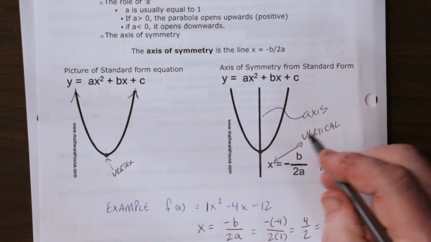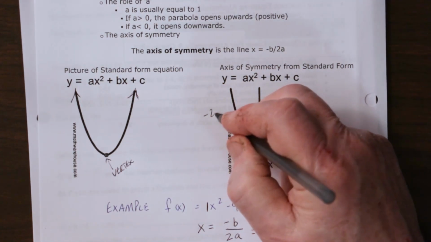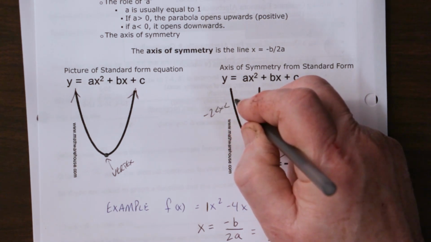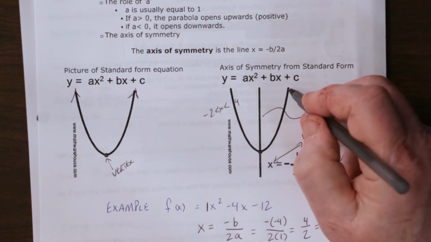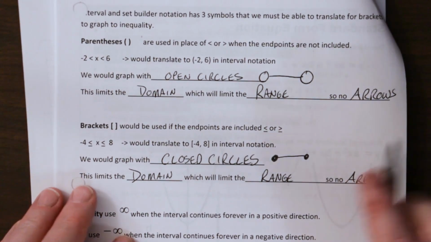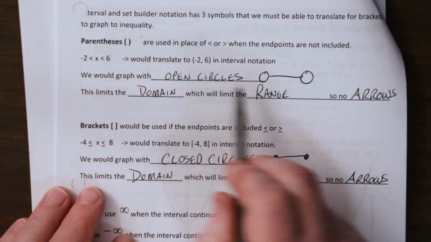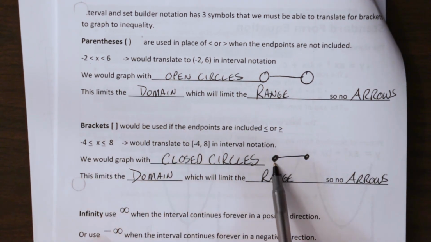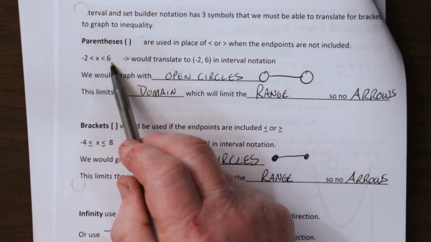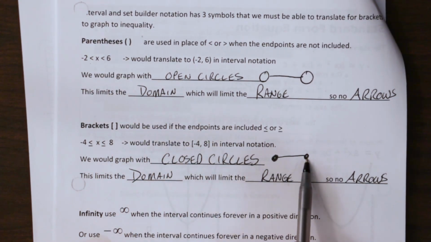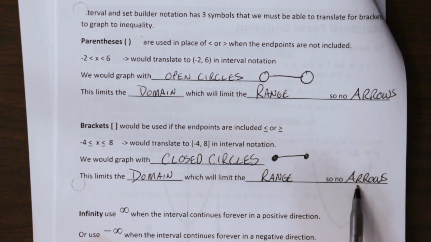But then if I said graph it from like -2 less than x less than +4, okay, then I would put open dots on the end of it, okay? So that's what it's telling you. You need to remember that when you have less than signs, they're open circles. When you have less than or equal to signs, they're closed circles. But either way, if they give you these limits to your domain, that means there's dots on the end or open circles on the end, no arrows.